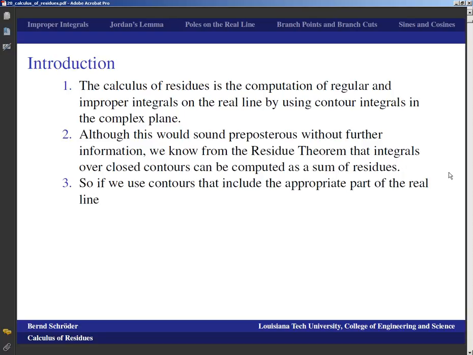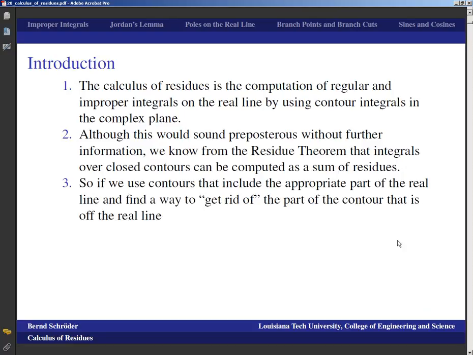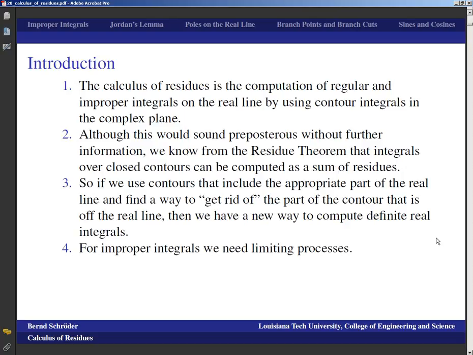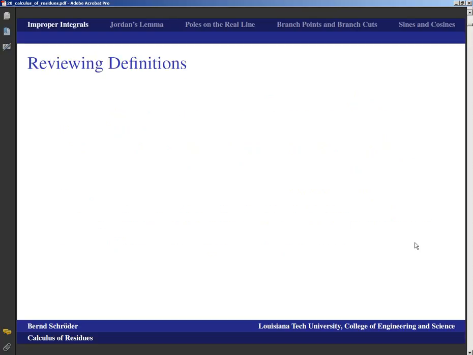So that means if we use contours that include the appropriate part of the real line for the integral, and then somehow get rid of the part of the contour that is off the real line, well, then we have a new way to compute definite real integrals and improper real integrals, and that's exactly what's going to happen here. For improper integrals, we will need, of course, a limiting process, but that then just means that the part of the contour that is off the real line will somehow have to be sent to infinity also, and we'll see in the examples how that goes. Okay, let's first take a look at some of the pertinent definitions.